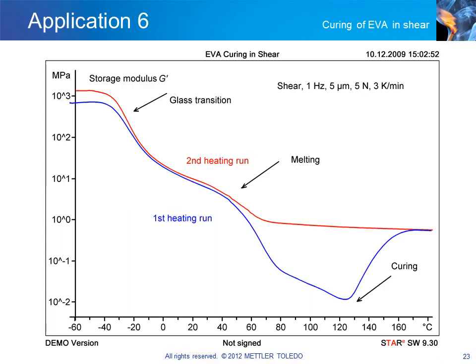The same sample was then cooled and measured a second time. The second heating run shows the glass transition and melting, but no post-curing. The modulus reaches the same value as at the end of the first heating run.